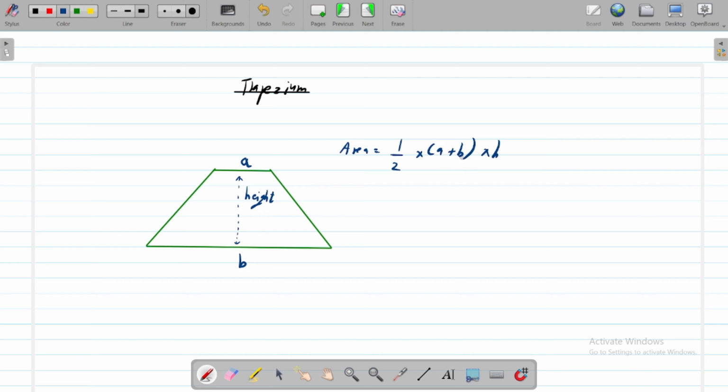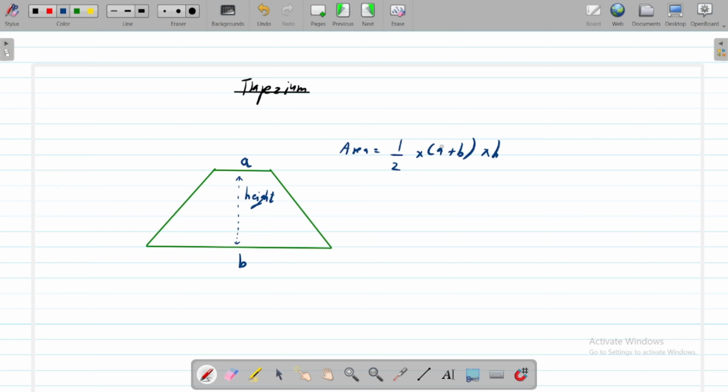Okay. Now why did I write them in a bracket? Because if I do not write them in a bracket, these are going to follow the BODMAS rules. So B is going to be multiplied with H and A is going to be multiplied with 1. So you're not going to get A plus B in this case. That's why we had to put them in brackets.